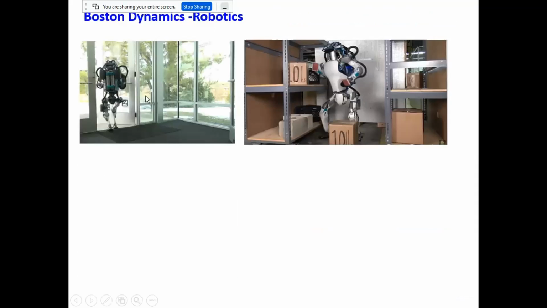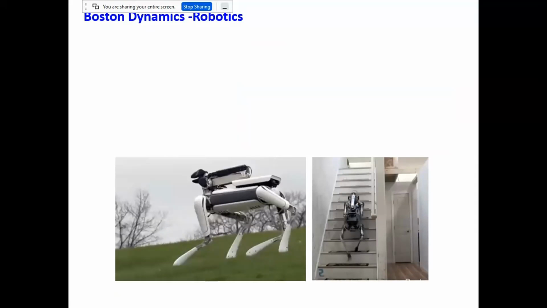At the Boston Dynamics laboratory, you will see they develop humanoid robots moving from one place to another, opening the door, keeping items in the racks. Everything it does is by the instruction of the operator. Similarly, they developed the dog robot, how it is climbing and how it is moving very fast like a dog and climbing the stairs.